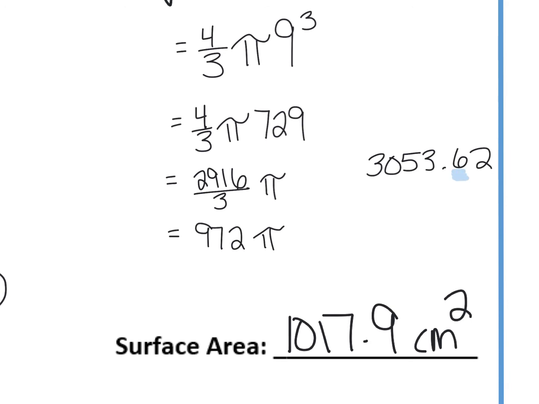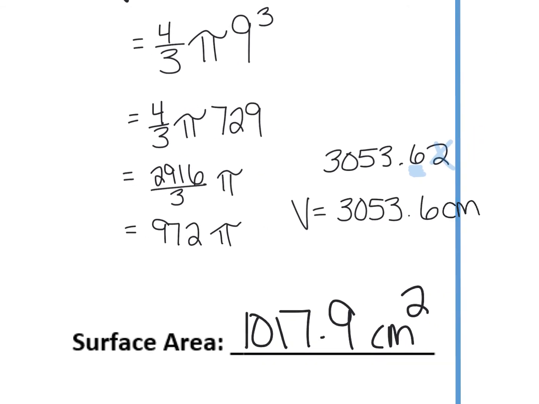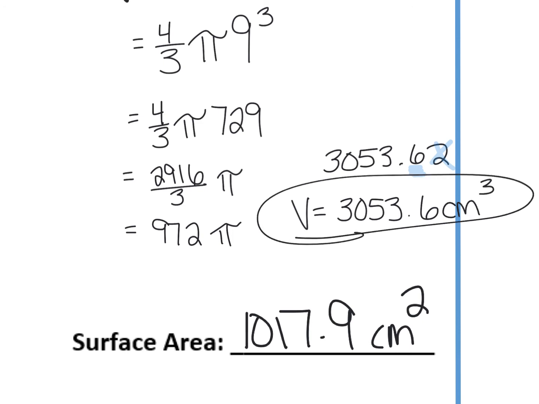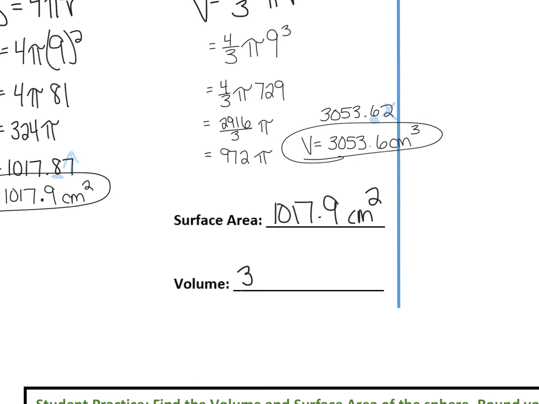I'm looking at my 6. My 2 tells me to stay. So my volume is going to be 3,053.6. Again, I'm working with centimeters, and since it is volume, it will be cubed. And go ahead and make sure the answer is also in your volume blank. That way we know we are getting full points.